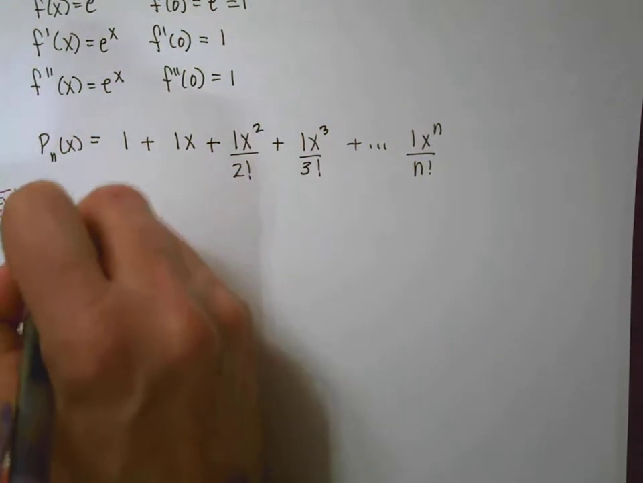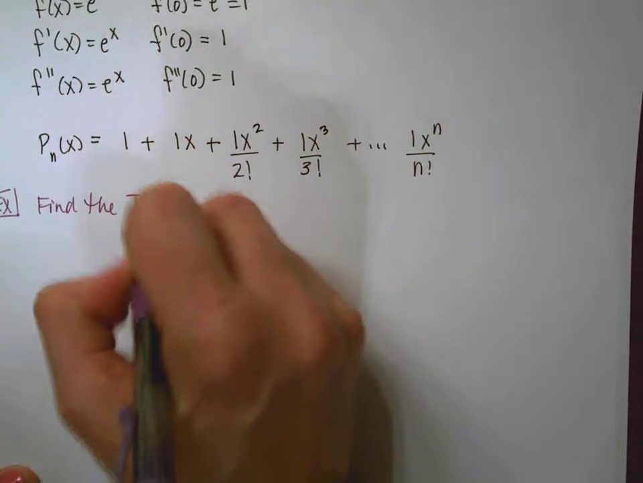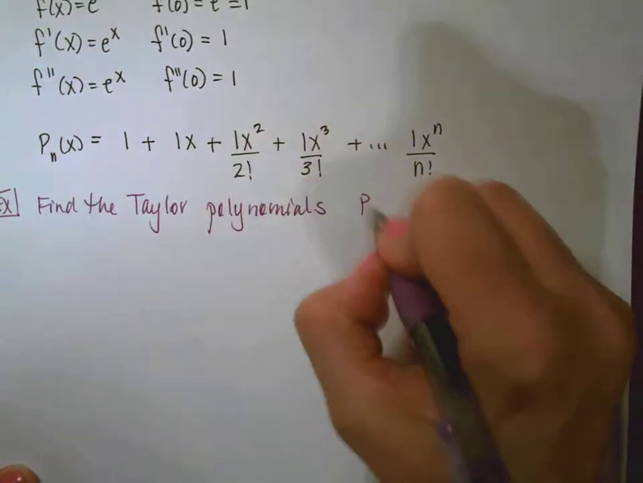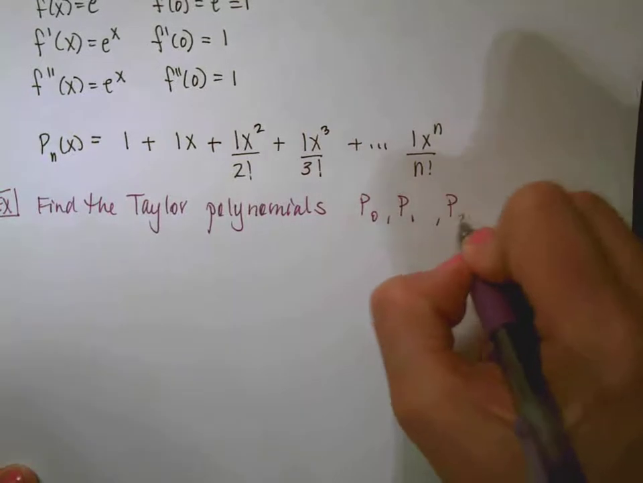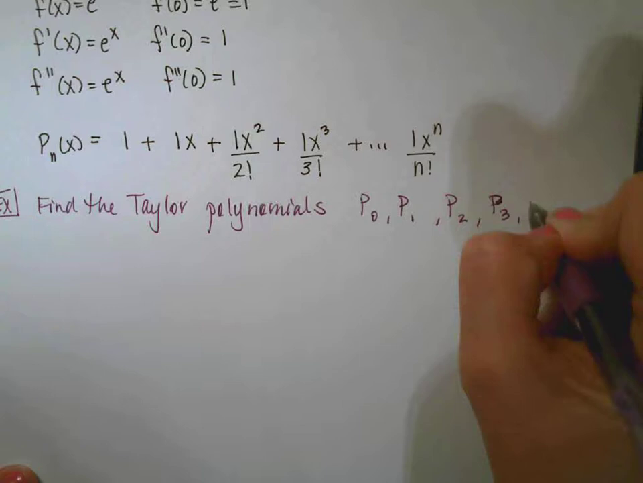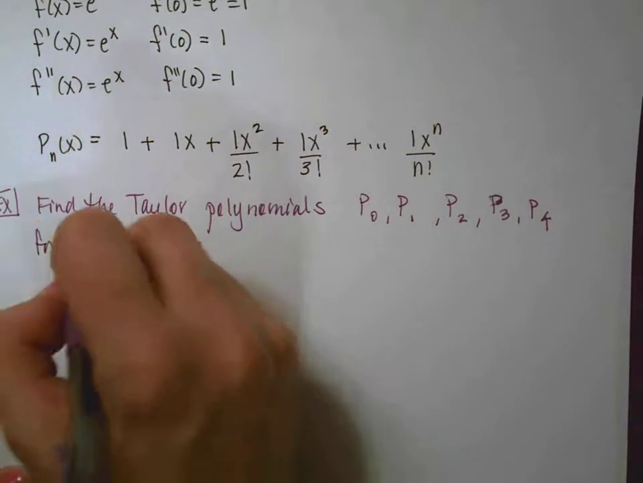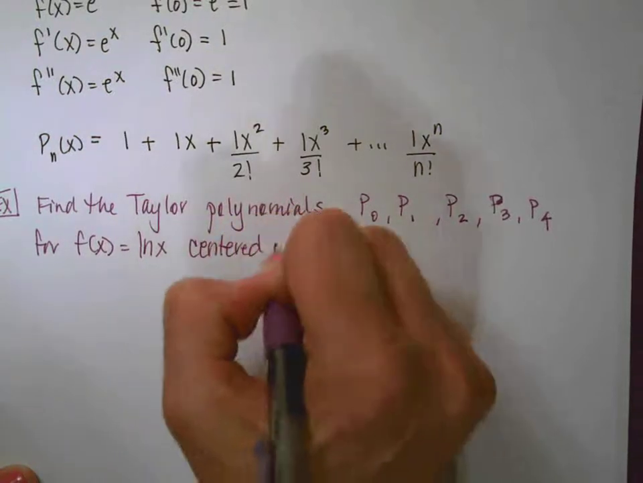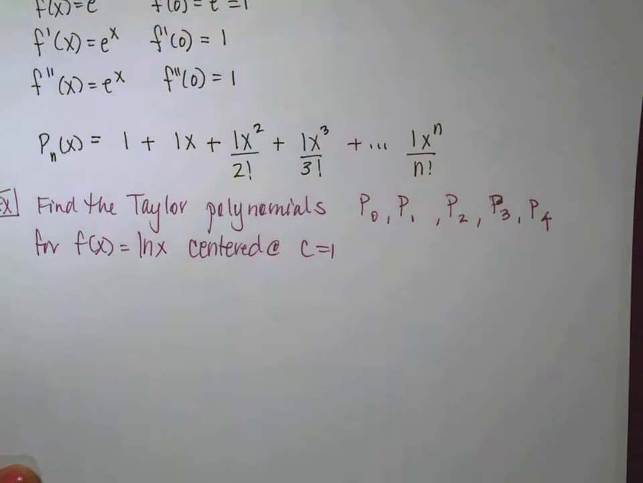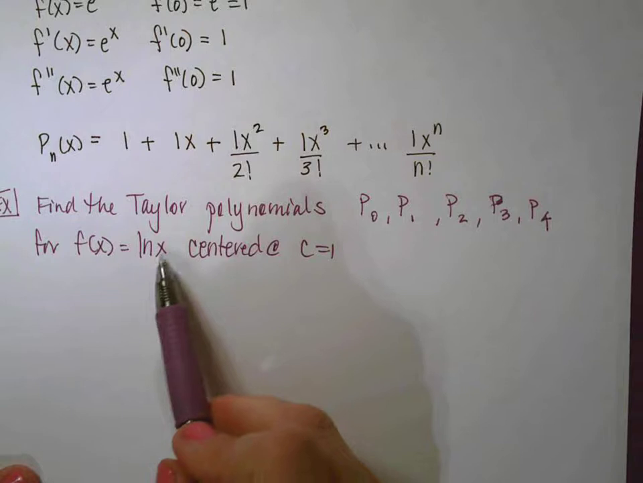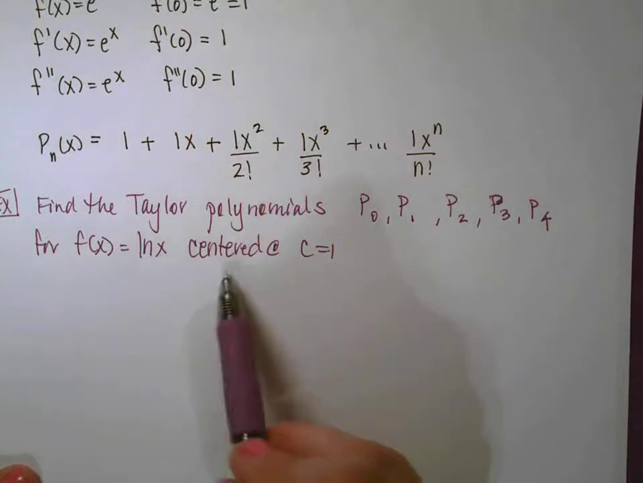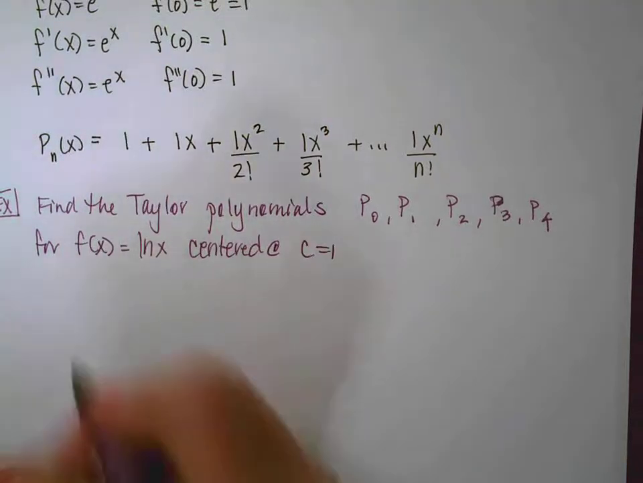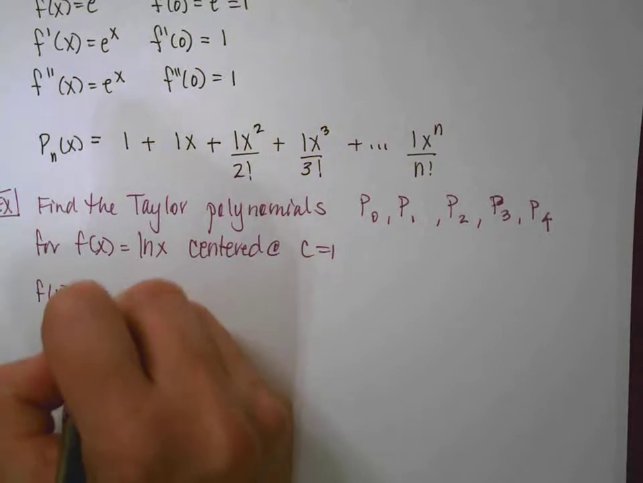Alrighty, so let's do another example. So it says find the Taylor polynomials, and I have P0, P1, P2, P3, P4, for f of x is the natural log of x centered at c is equal to 1. Okay, so 1 is in the domain of the natural log of x, and so that means that I can manage my math. All right, so we're going to do the same basic process that we did here, and then we'll use our generic formula.